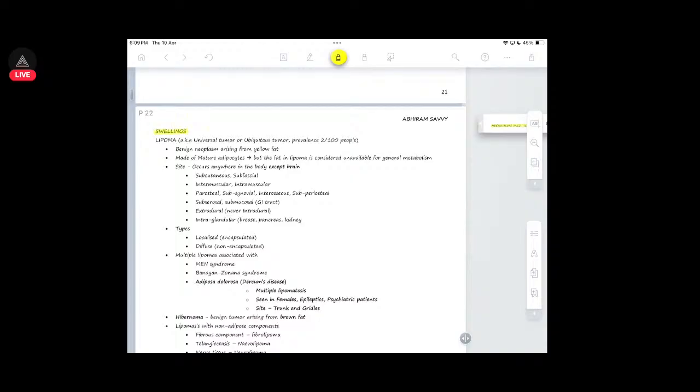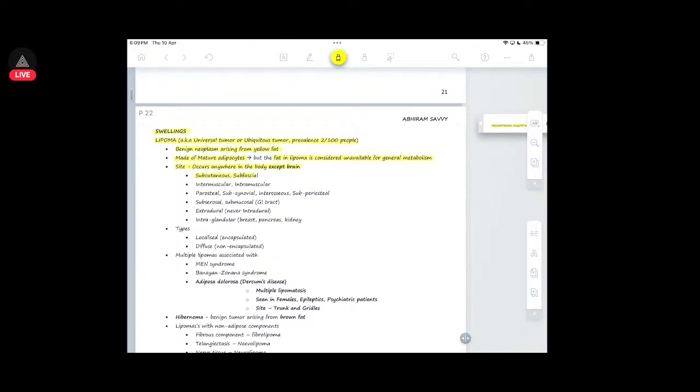Then we have swellings, which is lipoma, also known as the universal tumor or ubiquitous tumor, with a prevalence of 2 out of 100 people. It is a benign neoplasm arising from yellow fat, made of mature adipocytes, but fat in lipoma is considered unavailable for general metabolism. So as for site, it can occur anywhere in the body except the brain.